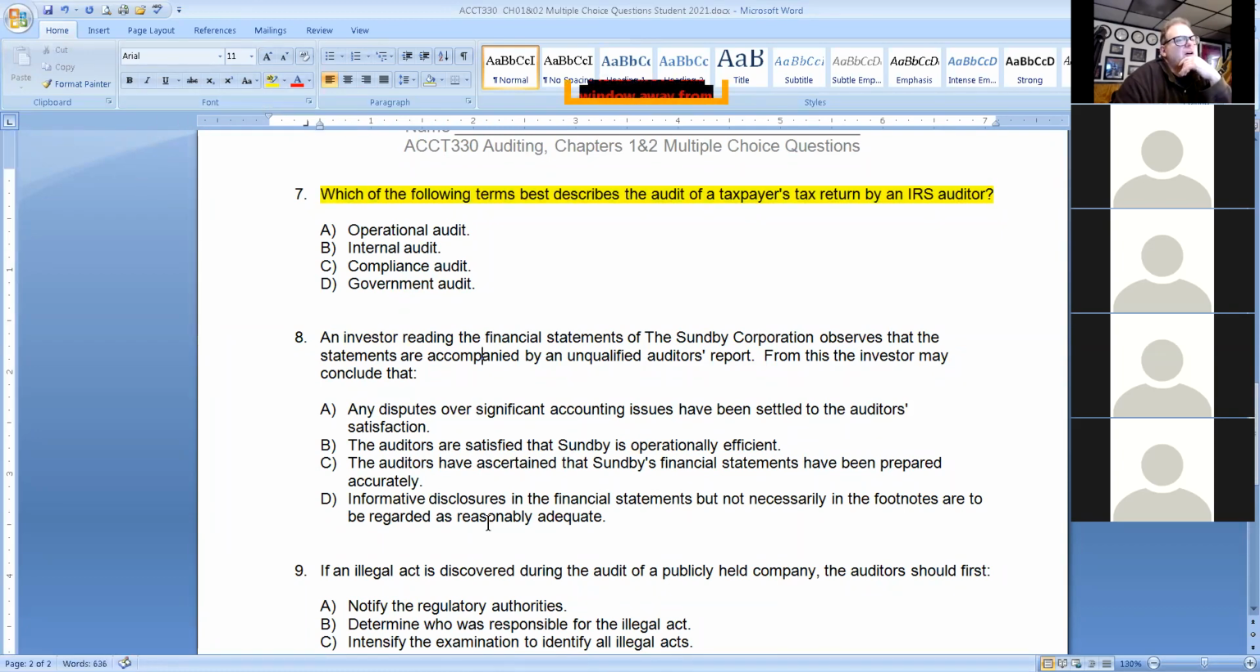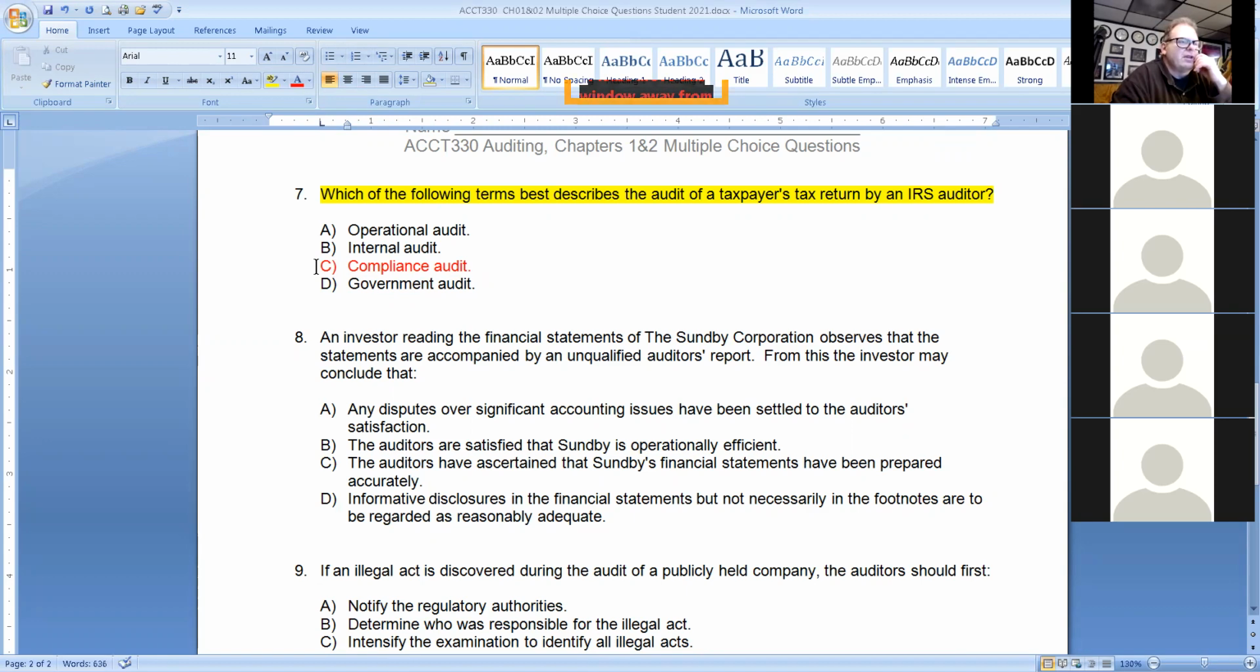Which of the following best describes the audit of a taxpayer's tax return by an IRS auditor? This one's a little bit tricky. I want to say government audit, D. Compliance audit? Yeah, it's actually compliance. It is a government agency, but when they talk about government audits, they're usually talking about government agencies that are being audited, for instance, the Pentagon or whatever. Those are government audits. So it's going to be a compliance audit.